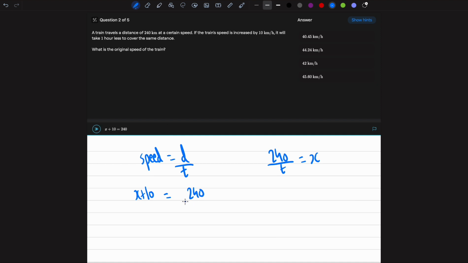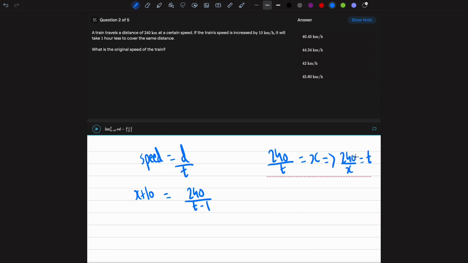So we have 240 divided by, and now 1 less hour, so we're going to do t minus 1, because we're told it takes 1 less hour. So I'm calling t in hours, x in kilometers per hour, and 240 kilometers is the distance. Okay, so how do we solve this equation? Well, we know x plus 10 is equal to 240 over t minus 1, and we know 240 over t is equal to x. So we can substitute back for x in here, or we can find the expression for t. So from here, you can get that 240 over x is equal to t.